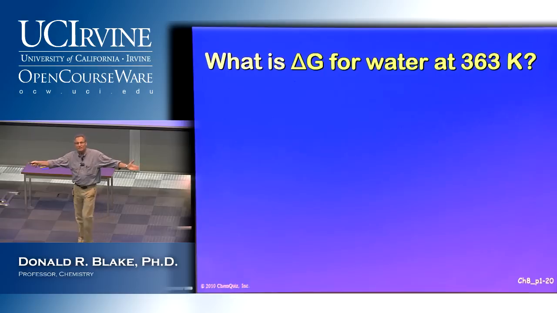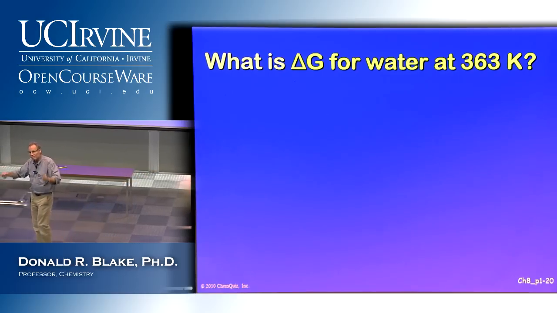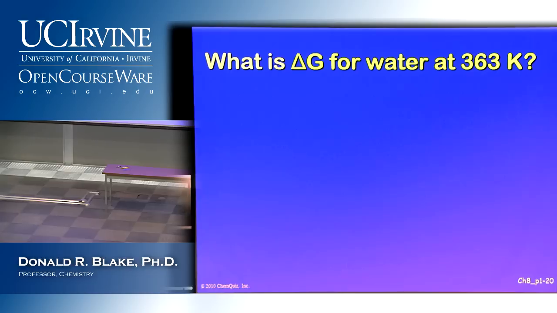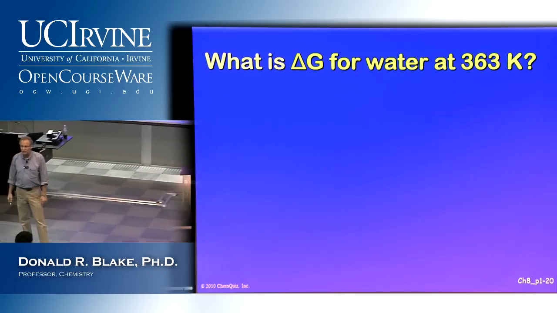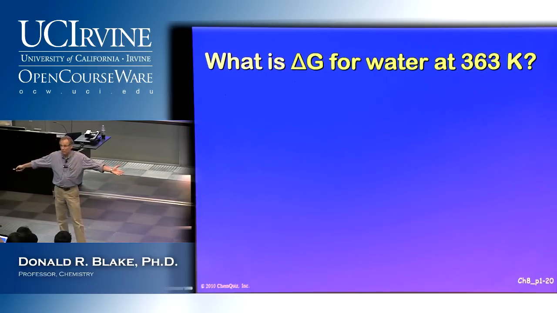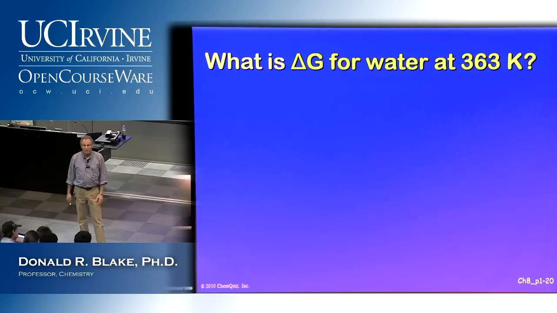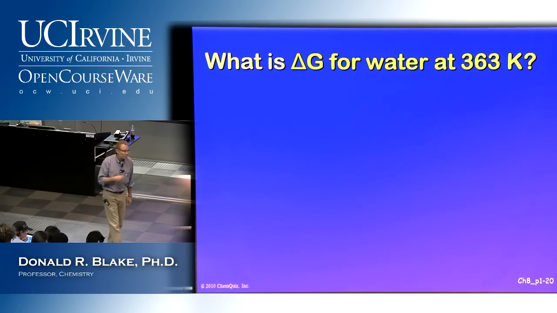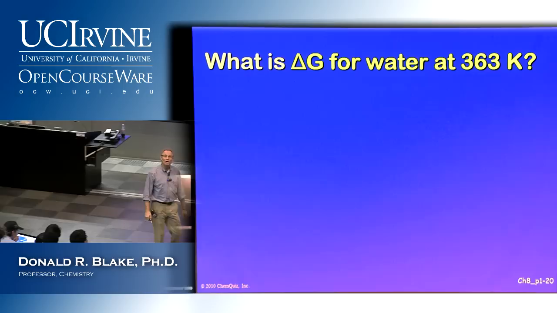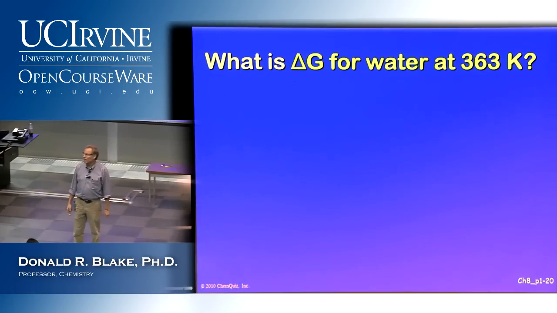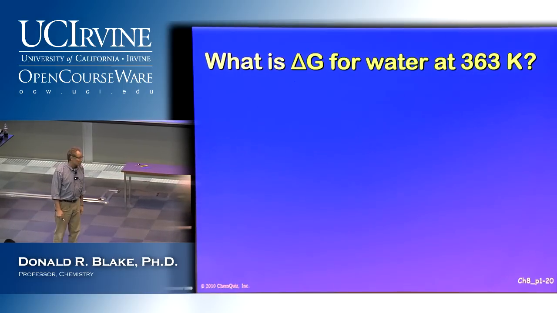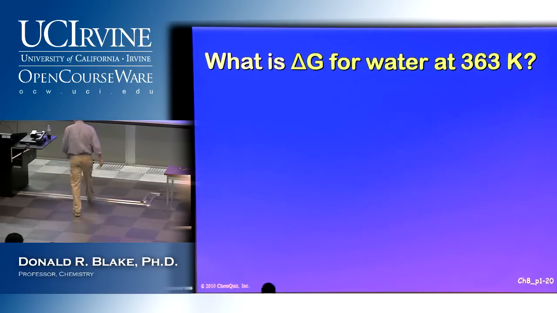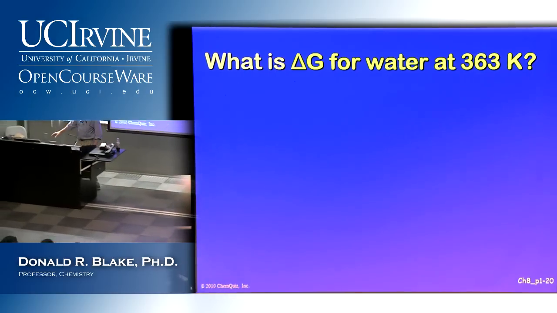So, folks, what does that tell us about the delta G for that reaction at 363? Is it spontaneous? No, that means water doesn't boil at 363. And I guarantee if you did this experiment again and you said, I'm going to go to 383, guess what? You'd have a negative delta G. It makes sense, folks.